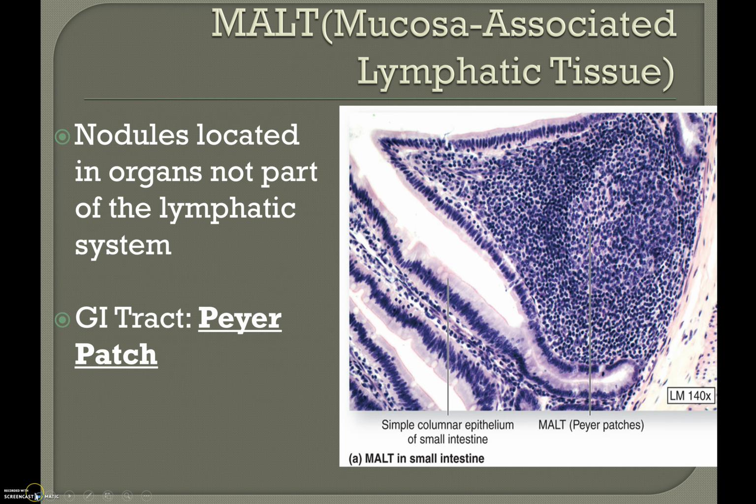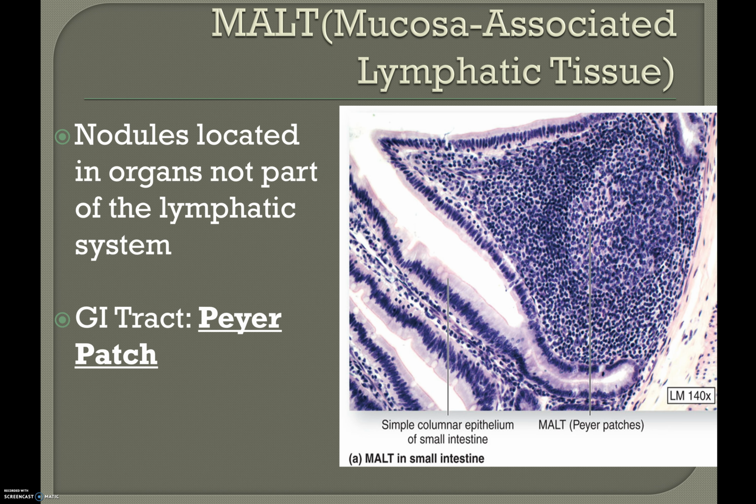Moving on to MALT, also known as mucosa-associated lymphatic tissue. MALT is also made up of nodules, or lymphatic nodules, which are present in the respiratory tract, GI tract, genitals, and urinary tract. Together, these structures are called MALT. They scan and make sure that antigens do not invade our systems.